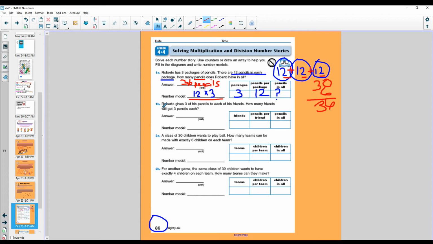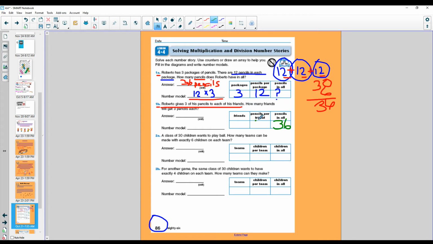Now we're going to go down here. Roberto gives 3 of his pencils to each of his friends. How many friends will get 3 pencils each? Pencils per friend, pencils in all. Well, we have to go back because these questions, this one is A and this one is B. So what we have to do here is we have to say, okay, we have 36 pencils. Okay, 36 pencils. He gives 3 of his pencils to each of his friends.